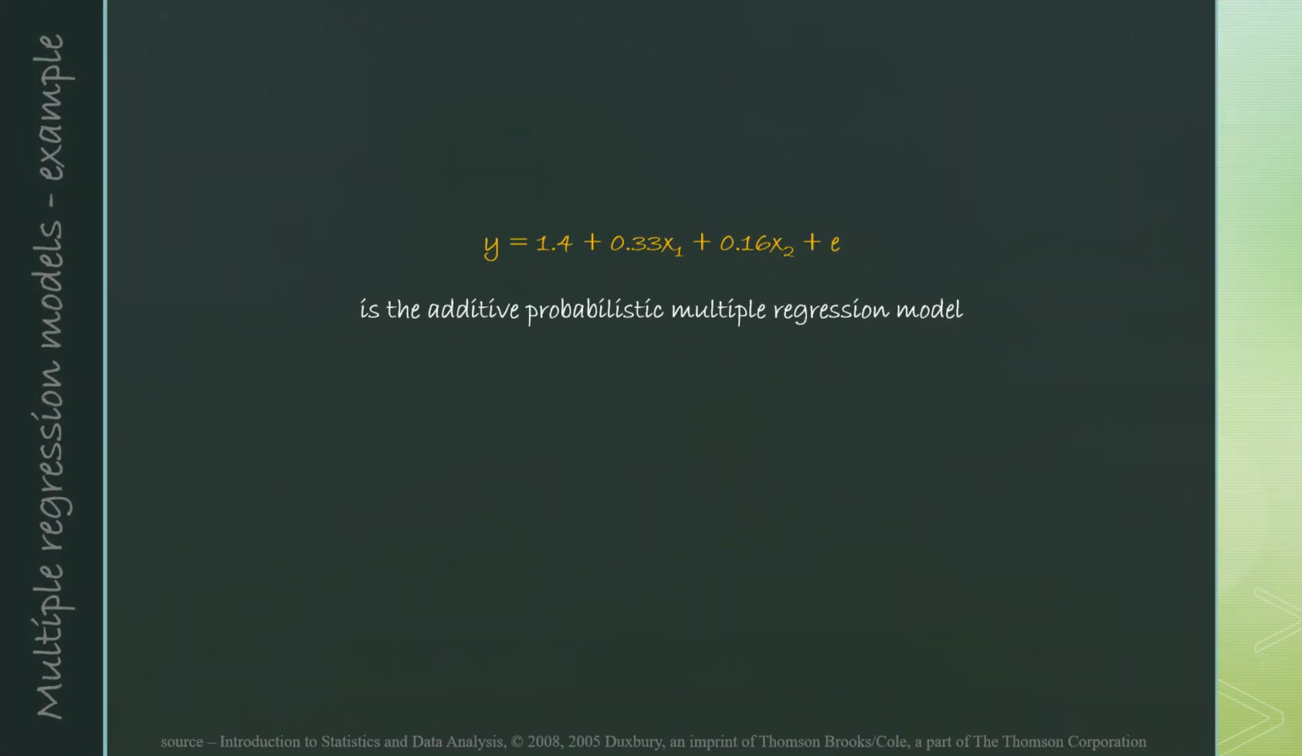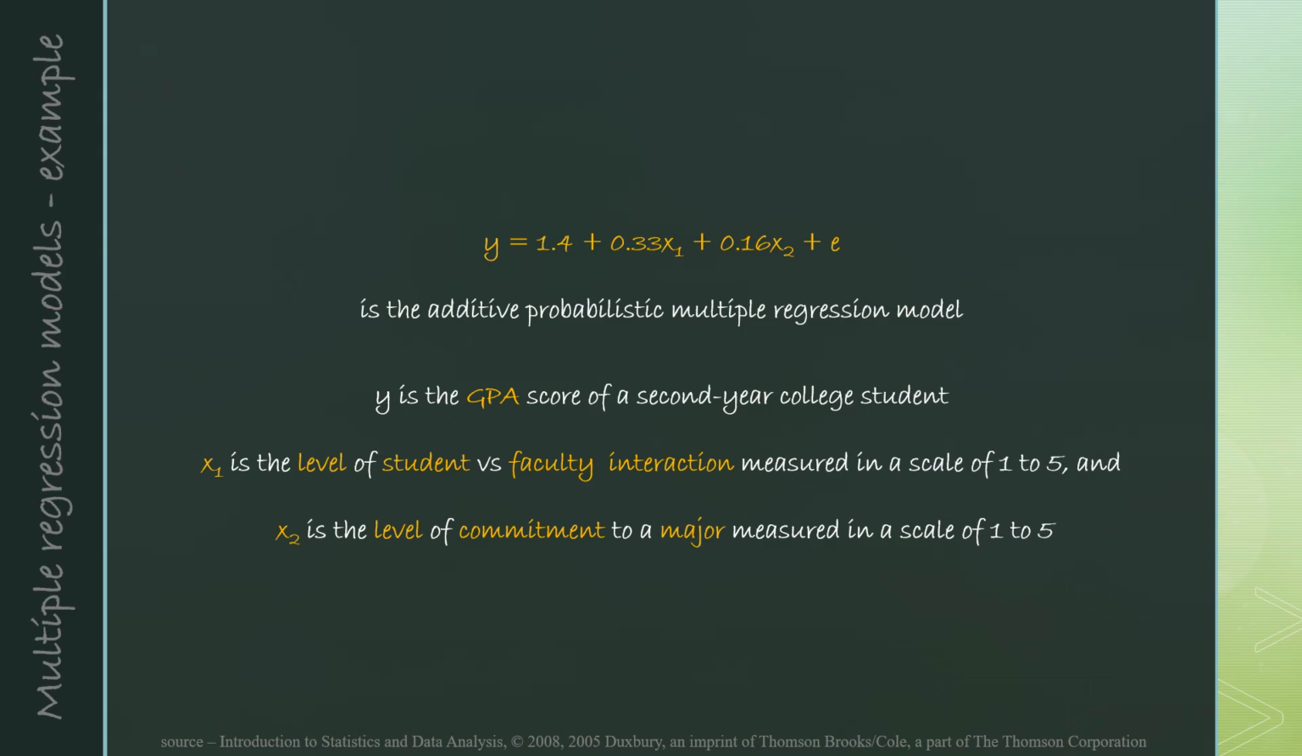Just to have a beginning level understanding of the deployment of a multiple regression model, let's take an example wherein y equals 1.4 plus 0.33 multiplied by x1 plus 0.16 multiplied by x2 plus e is the additive probabilistic multiple regression model, where y is the GPA score of a second year college student, x1 is the level of the student versus faculty interaction measured in a scale of 1 to 5, and x2 is the level of commitment to a major measured in a scale of 1 to 5.